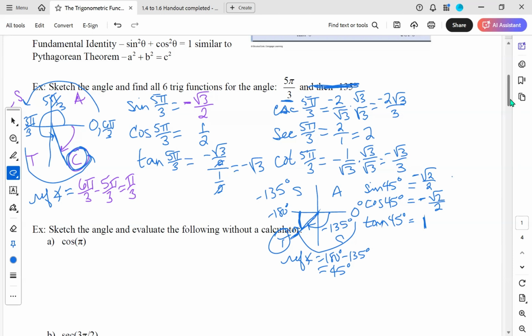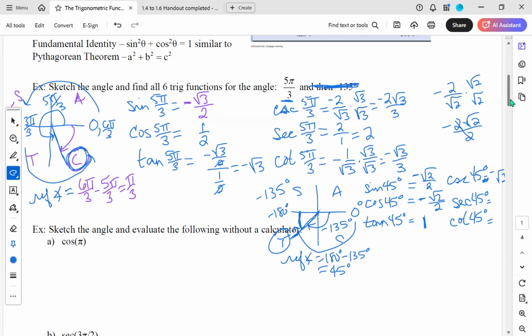So now I go find my reciprocal identities. So I got the cosecant of 45 degrees, I got the secant of 45 degrees, and I got cotangent of 45 degrees. All right, so if we flip over square root of 2 over 2, we're going to have negative 2 over the square root of 2. And if I rationalize, that's going to leave me with negative 2 square root of 2 over 2. So the 2's are going to cross off, which leaves me with negative square root of 2.